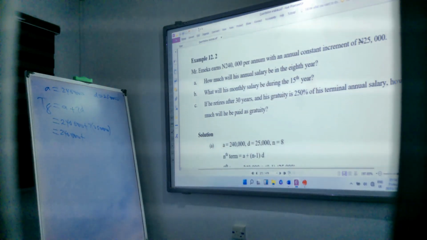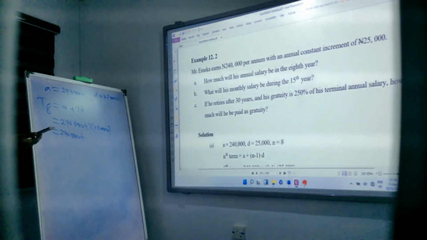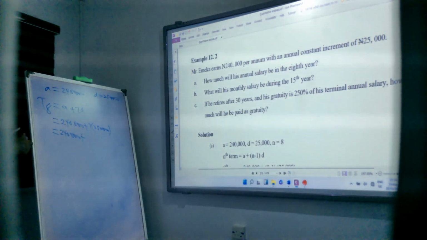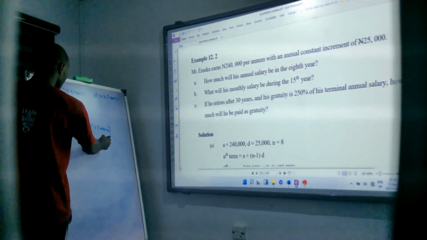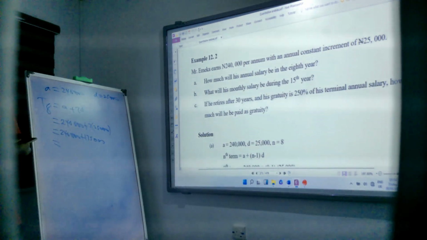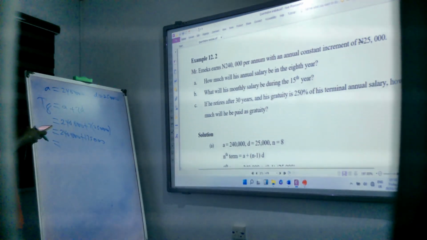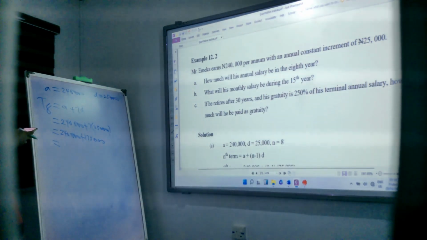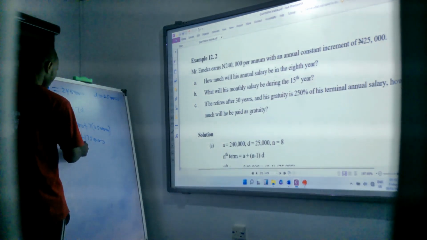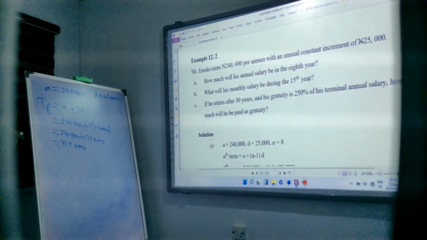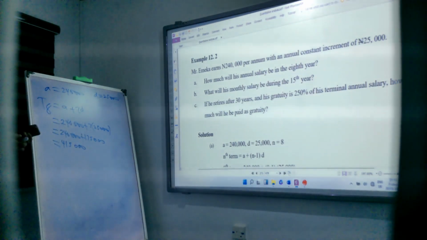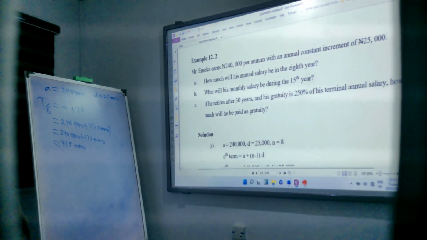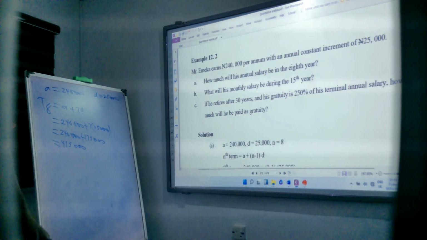So we have 240,000 naira plus 7 times 25,000. What is 7 times 25,000? 7 times 25,000 gives us 175,000. And all of it is his pay. So his pay is plus 240, he's collecting 415,000 in his 8th year. That will be his pay in his 8th year.